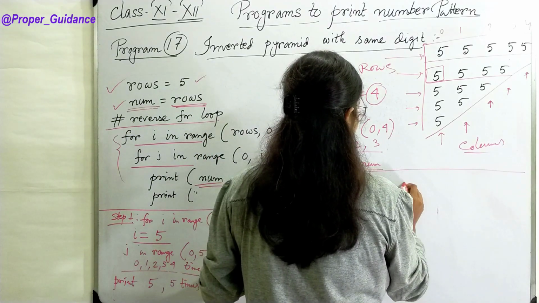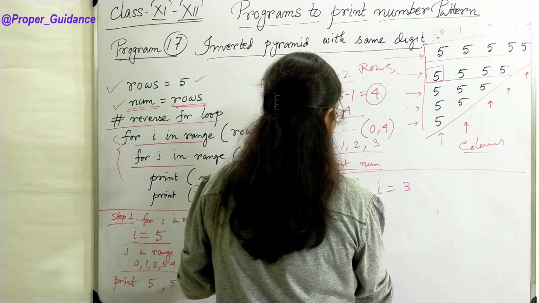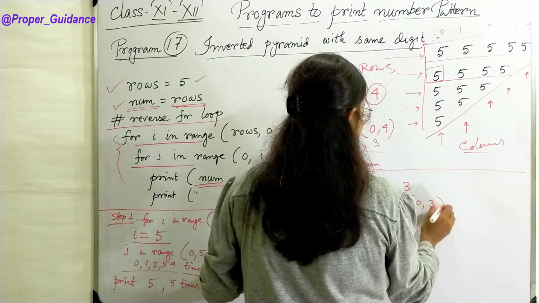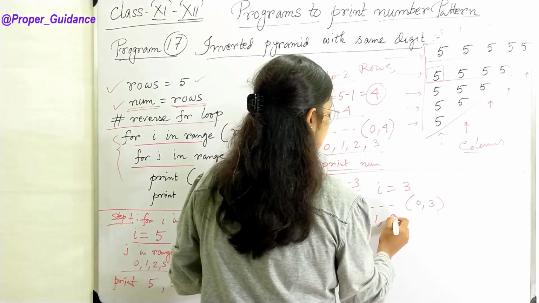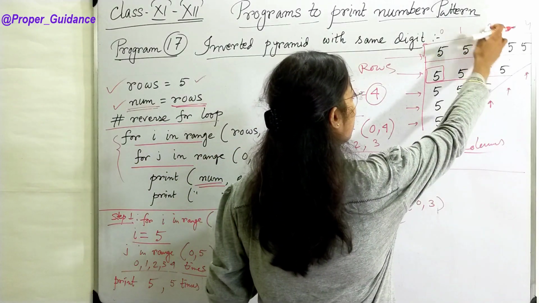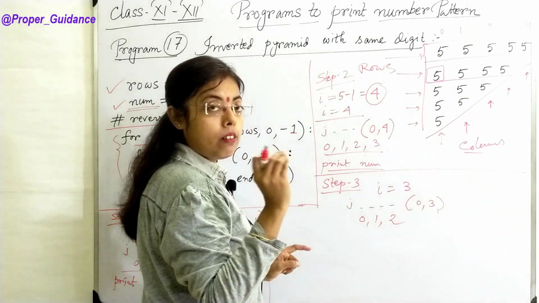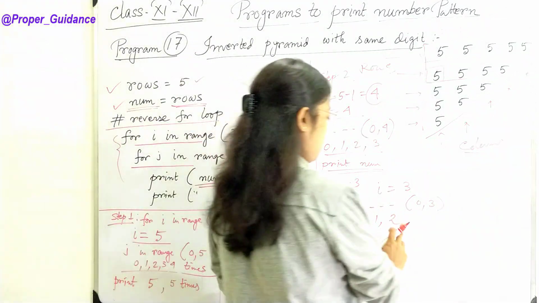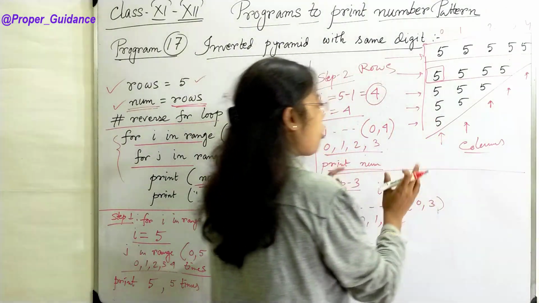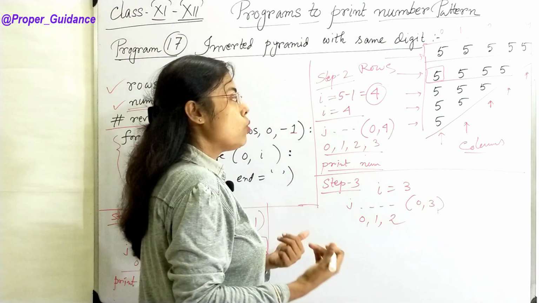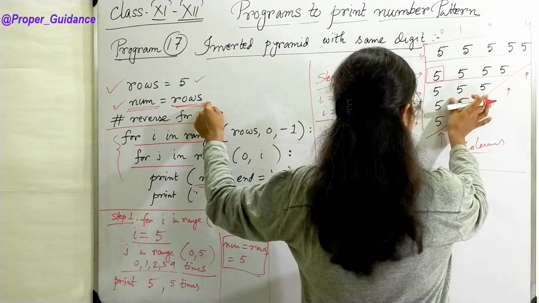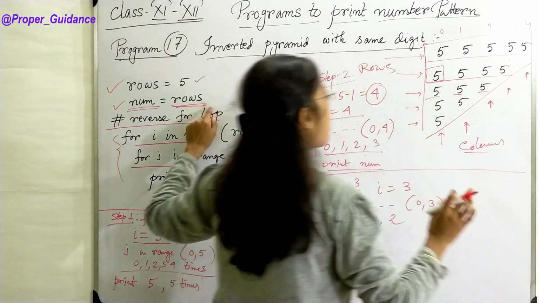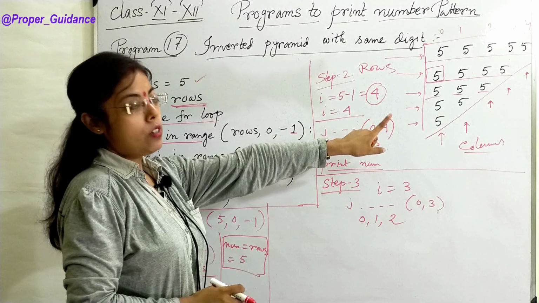Same thing for step 3. Step 3 means i equals 3. What is the range of j here? j will be 0 to 3, and this will display up to 0, 1 and 2. Three columns will be obtained from this particular step number 3, and in the 3 columns we again will print num, where num equals rows, that is 5, and these three 5s are printed in step number 3.